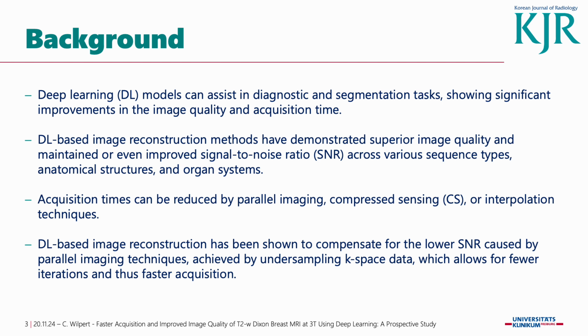Acquisition times can be reduced by parallel imaging, compressed sensing, or interpolation techniques, and deep learning-based image reconstruction has been shown to compensate for the lower SNR caused by these techniques, especially parallel imaging techniques achieved by undersampling the k-space data, which allows for fewer iterations and thus faster acquisition.